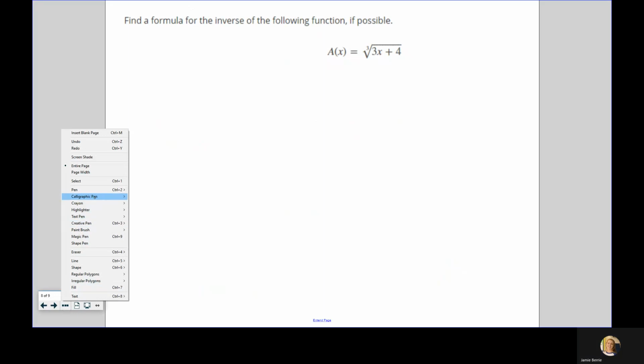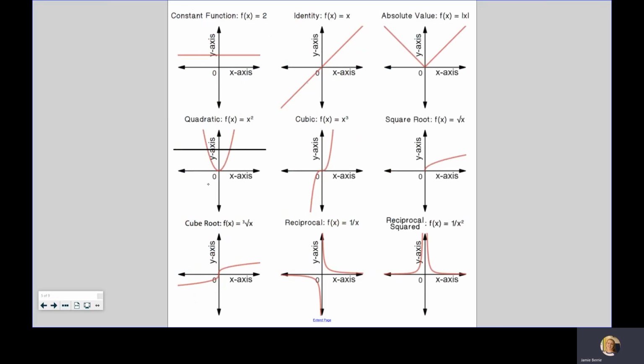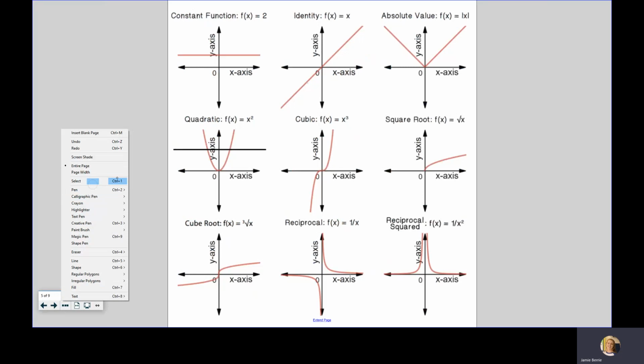This will be number 3. It says, find a formula for the inverse of the following function if possible. All right, so we have to determine, first of all, does this have an inverse? So we have a of x equals the cube root of 3x plus 4. So this comes from the more basic function, the basic graph, the cube root of x. So let's go back and look at the cube root function. So here's the cube root function. Let's grab our little horizontal line.